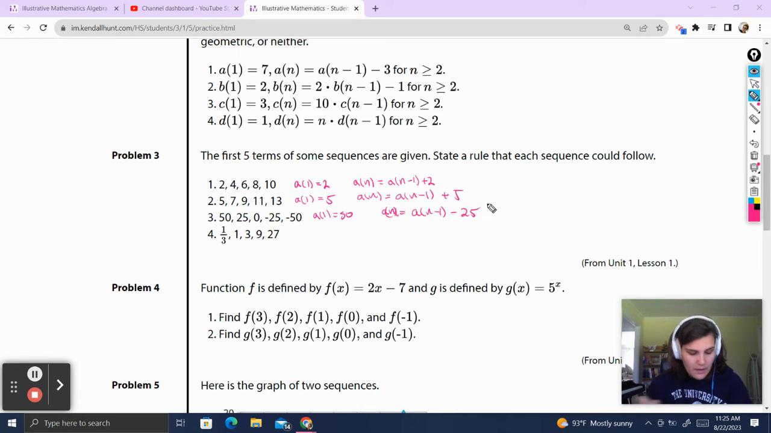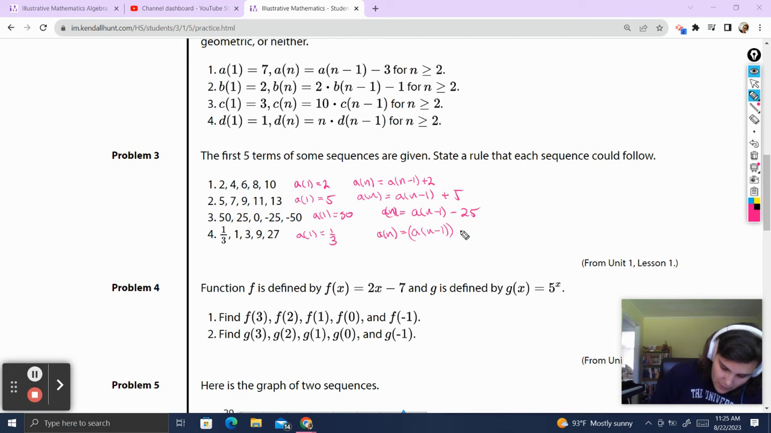Now our last one, we have 1, 1 third, 1, 3, 9, 27. I see that I'm multiplying by 3 each time. And if you have a hard time seeing what these patterns are, then you should practice some of your mental math with addition and subtraction to start seeing these patterns a little bit easier, which means a sub n is going to be the previous term.